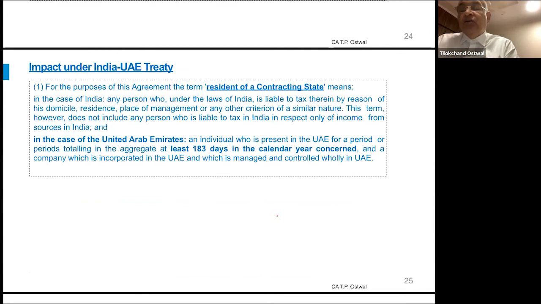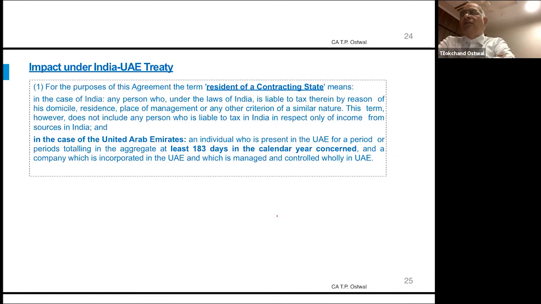Under the India-UAE tax treaty, the condition for becoming a non-resident of India and a resident of Dubai, the UAE, is to stay in that country for more than 183 days. Of course, I understand the Finance Ministry of UAE is giving tax residency certificates even to those people who are staying less than 183 days.